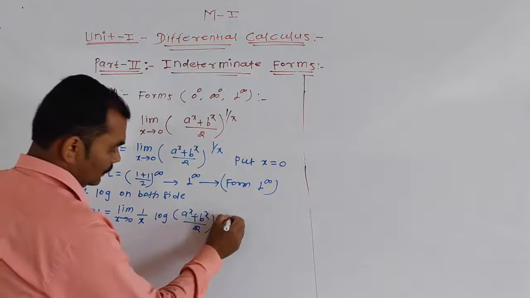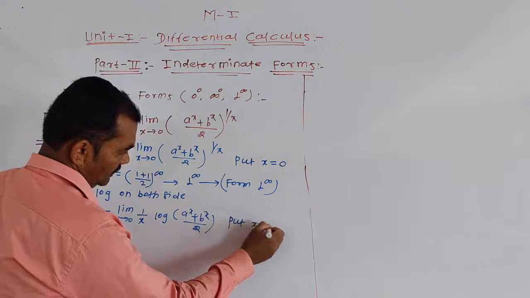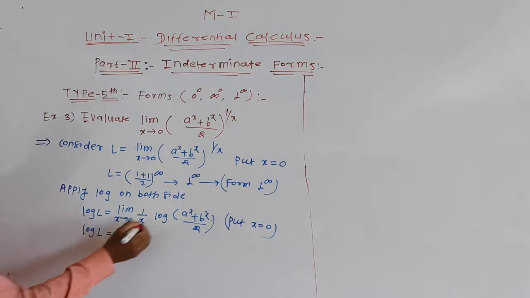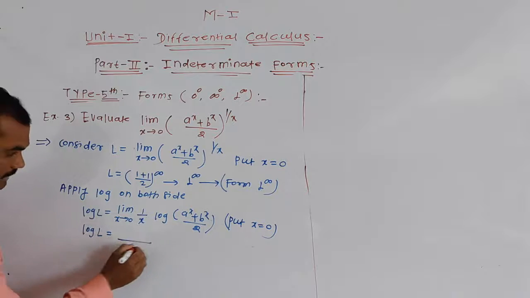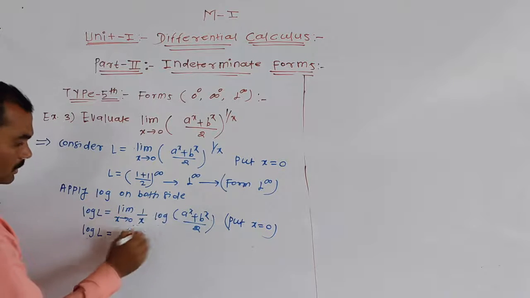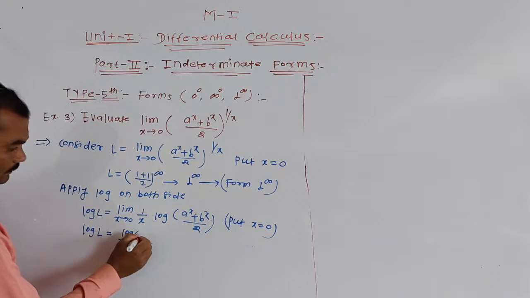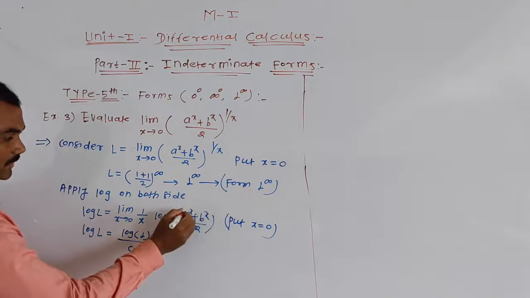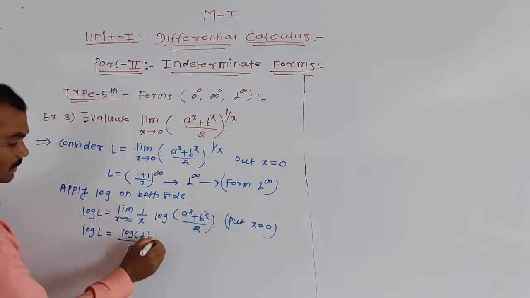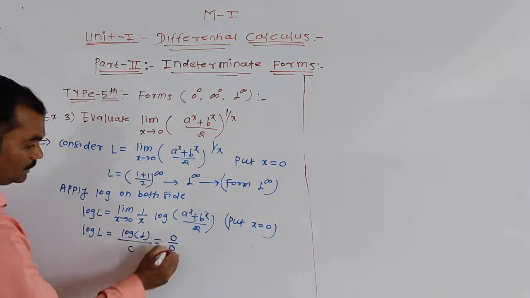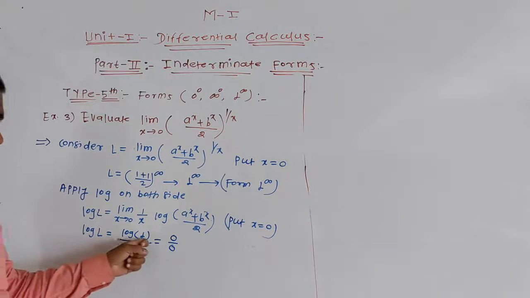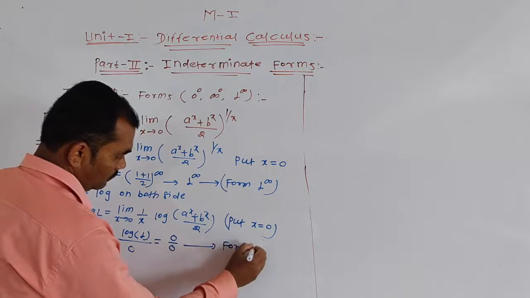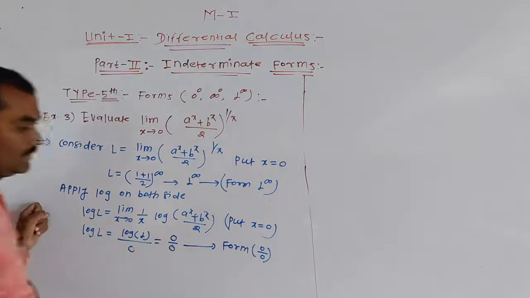Now put x tends to 0. Put x equal to 0, then log of L equals log of (a raised to x plus b raised to x) divided by 2, all over x. Here x is 0, so we get 1/0 outside and log of 1 inside: a raised to 0 is 1, b raised to 0 is 1, 1 plus 1 is 2, divided by 2 is 1. That is log of 1, which is 0, divided by 0. So this is a 0/0 form.